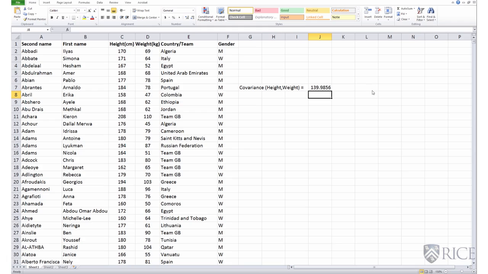139.9856. The unit of this covariance is the product of the units of the two data ranges. In this case, centimeter times kilogram. And the important thing to note about this covariance measure is that the sign of this measure is positive. It indicates that there is a positive relationship between height and weight of the athlete. As heights increase, so does the weight, and as heights decrease, so does the weight decrease.